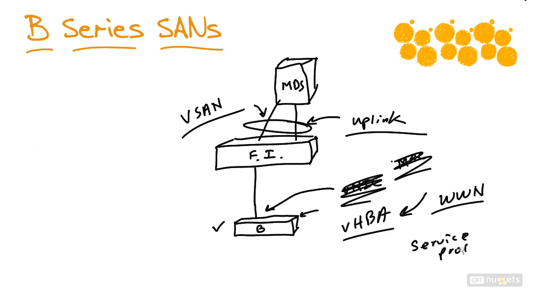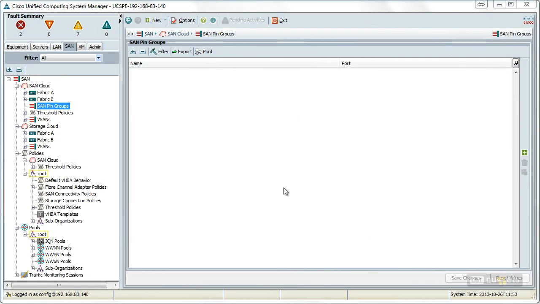So much of this nugget has followed from our discussions of LANs, hasn't it? And that really does make it simple for us when we're studying this material. To further make our point about how this follows the LAN stuff that we studied, remember how in LANs we could create pin groups in order to statically pin particular servers to particular uplinks? Well, here we are on the SAN tab. We're in the SAN cloud area, and sure enough, we can do it in the storage area network as well.